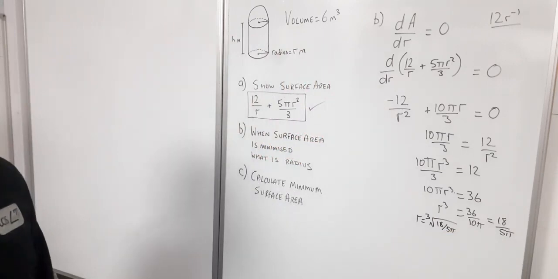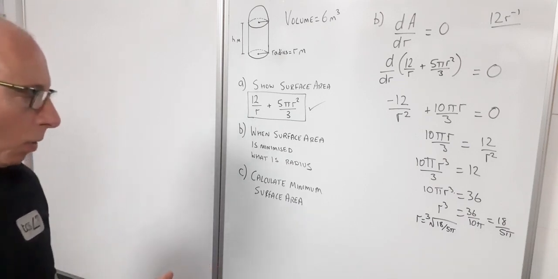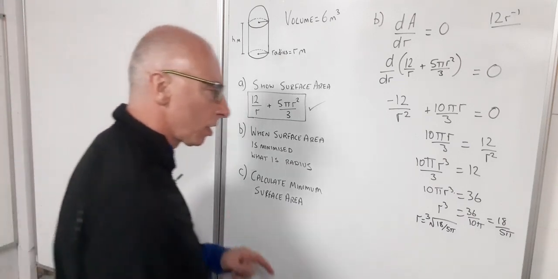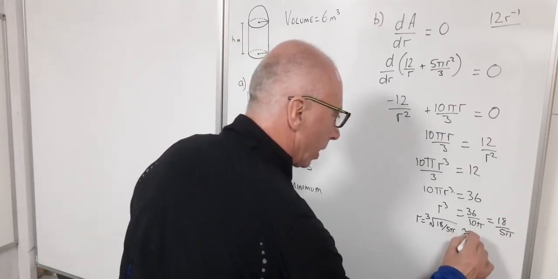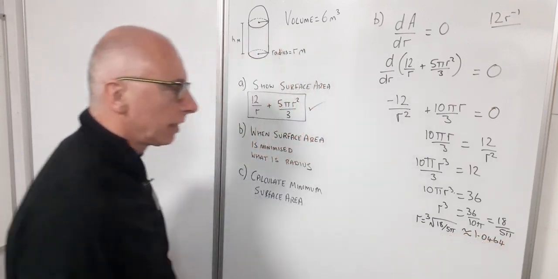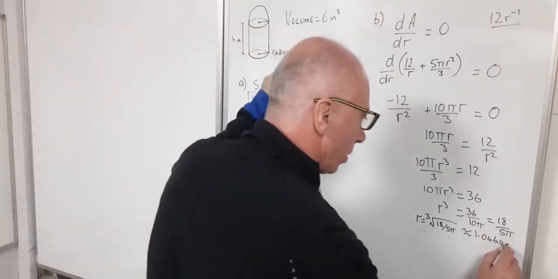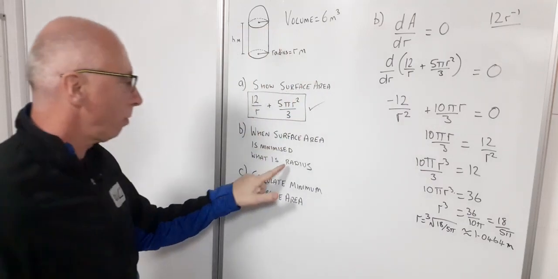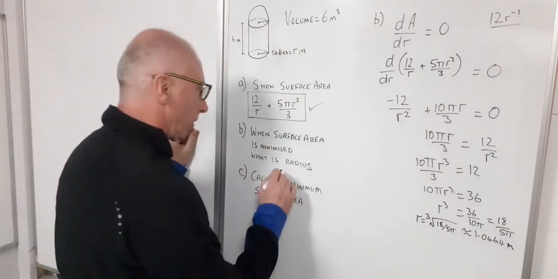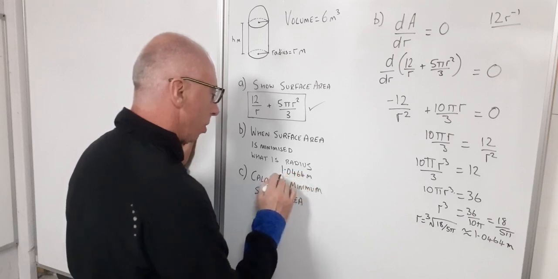Okay, now plug that into a calculator. The positive value I will get for that will be 1.0464 approximately. And our units here are in meters, radius is in meters. So what is the radius when the area is minimised? I've got 1.0464 meters approximately.